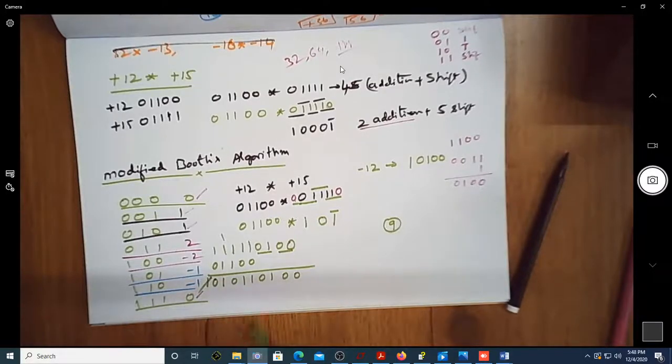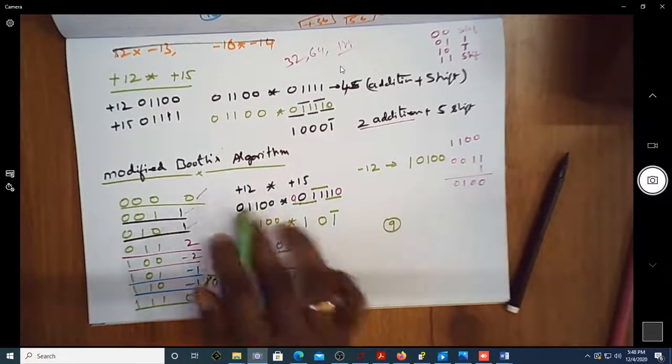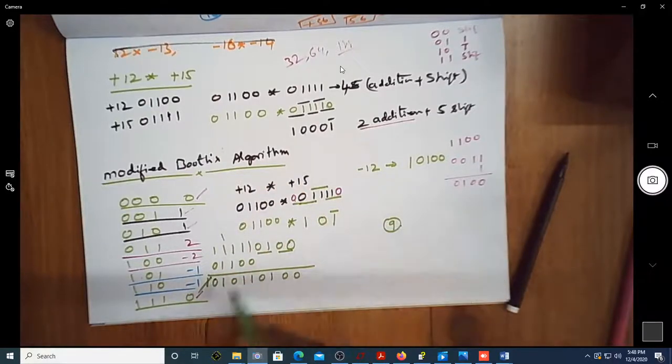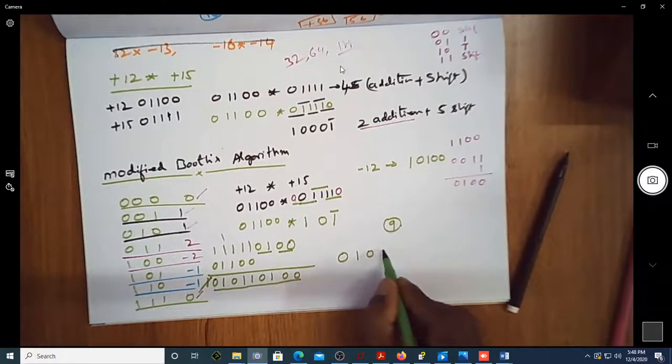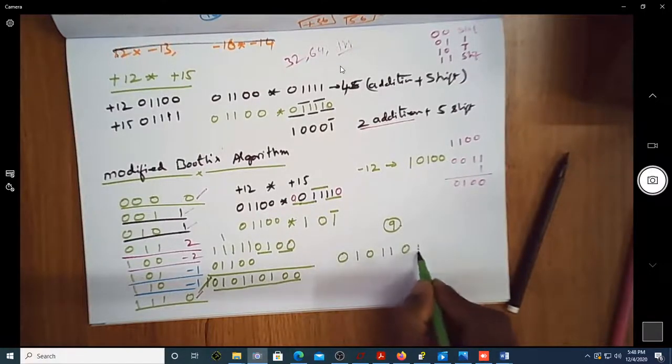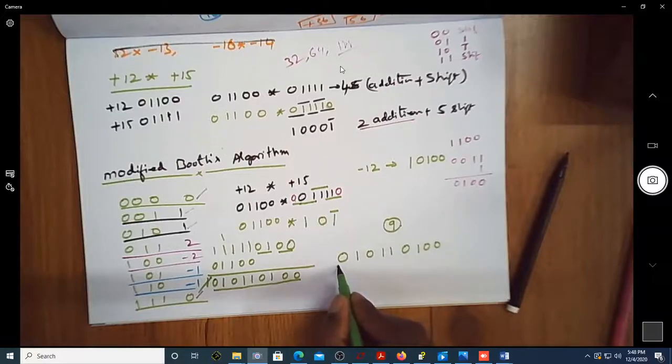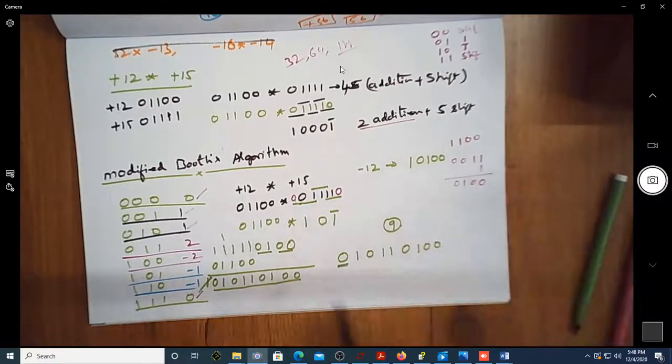You can discard this. Can you see now this is your final output, which is 1 2 3 4 5 6 7 8 9 bits. We said that this will be represented using 9 bits. This is that 9-bit representation. So the number you have is 0 1 0 1 1 0 1 0 0. Since the sign bit is 0, it means it is positive.